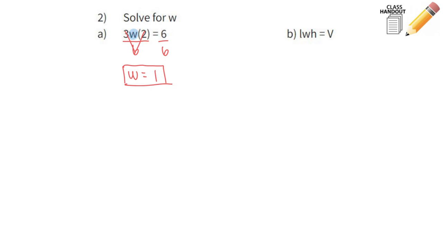So for part B, we have a literal equation. It says LWH equals V. That's actually the formula for the volume of a rectangular prism, length times width times height. So we're going to solve for W. Just like we did in this problem, we're going to divide by what's being multiplied. In this case, we can divide by length and height at the same time. That would cancel out the L, it would cancel out the H. We end up with width equals the volume divided by length times height.